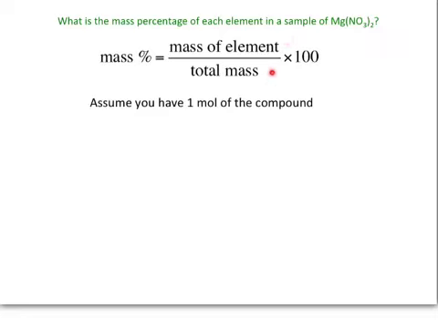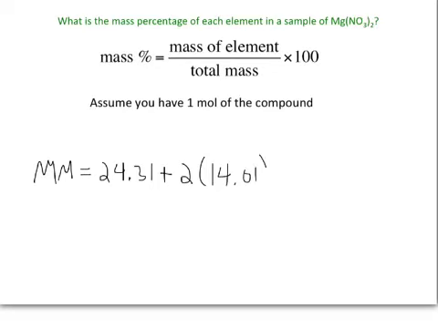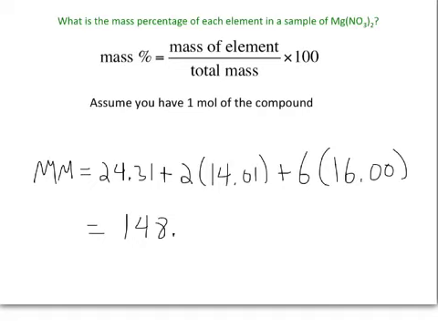So the first thing we need to do is figure out what is the molar mass of magnesium nitrate. So the molar mass is composed of 1 magnesium, I've got 2 nitrogens, and I've got 6 oxygens. So that gives me a molar mass of 148.33 grams per mole. And we'll go to the next slide to finish the calculations.